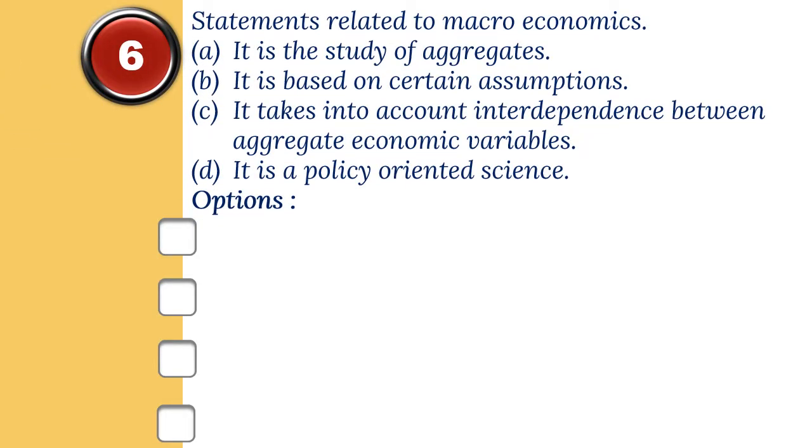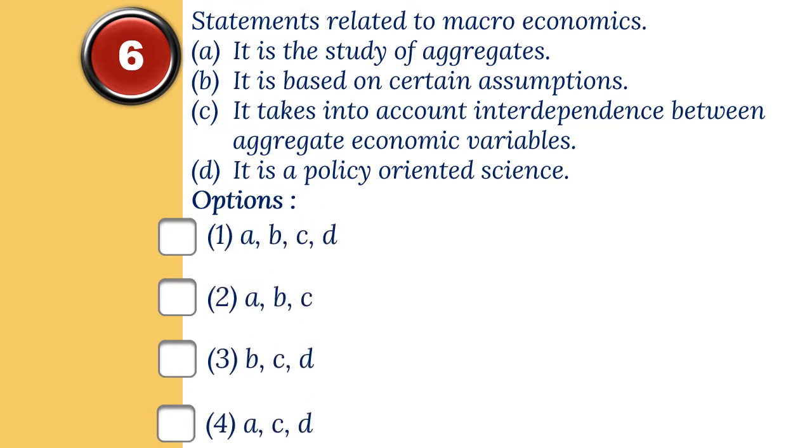6. Statements related to macroeconomics. A. It is the study of aggregates. B. It is based on certain assumptions. C. It takes into account interdependence between aggregate economic variables. D. It is a policy-oriented science. The options are 1. A, B, C, D. 2. A, B, C. 3. B, C, D. 4. A, C, D. And the correct option is 4. A, C, D.